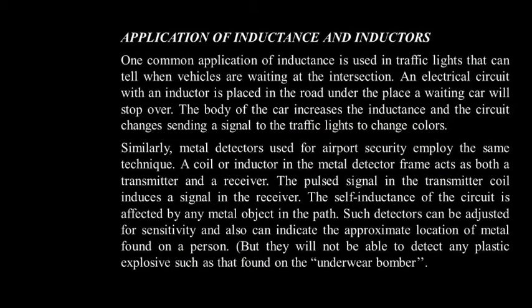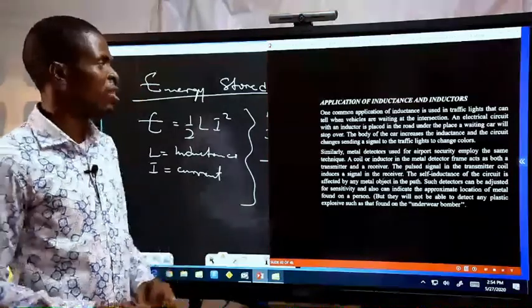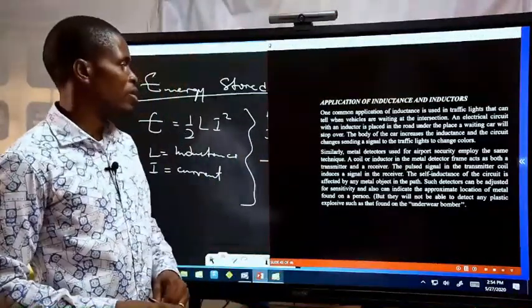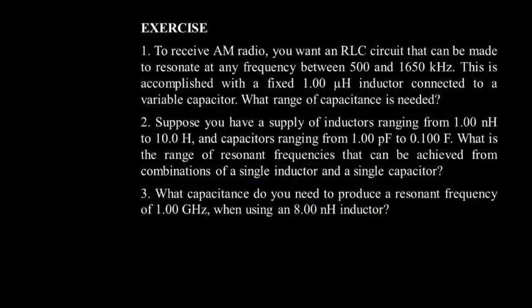Basically, the principle of inductance and inductors is used in traffic lights. In traffic lights, the inductor can tell when vehicles are waiting at the intersection. The inductor will be able to sense or send an electrical signal that will control the light signal and allow a particular section of the road to start moving. So it's a good application in electricity.